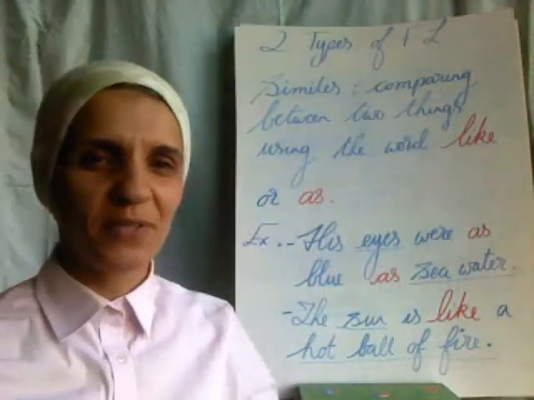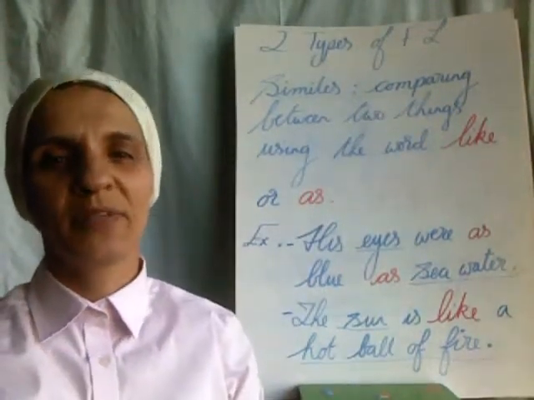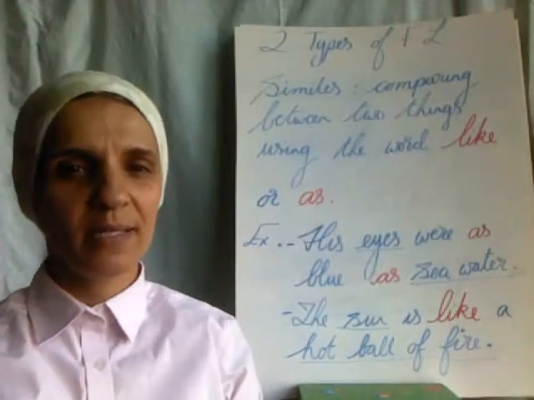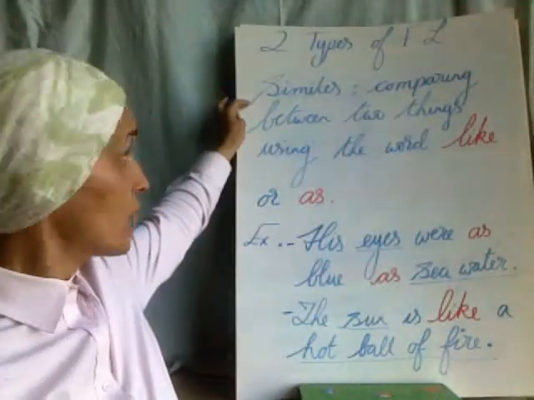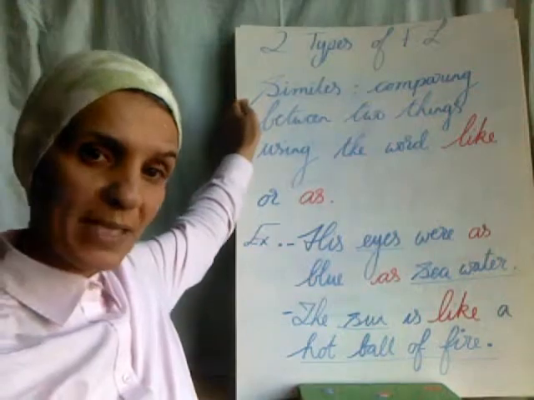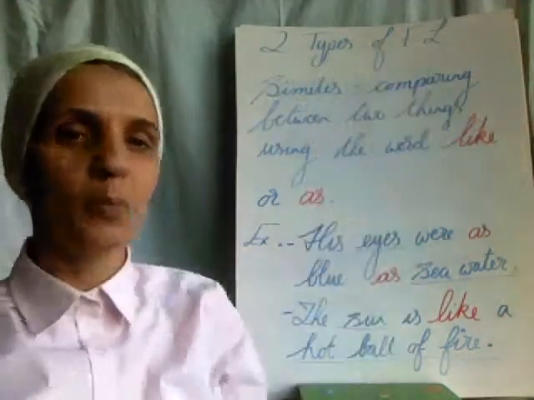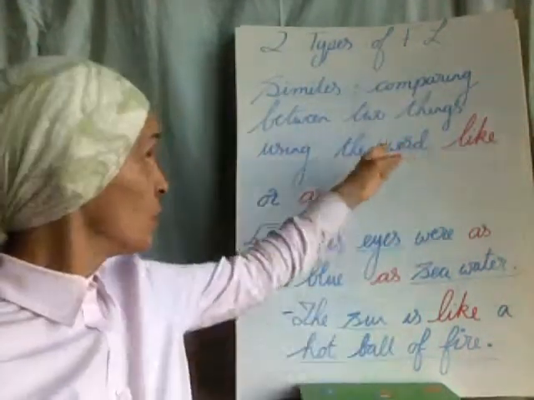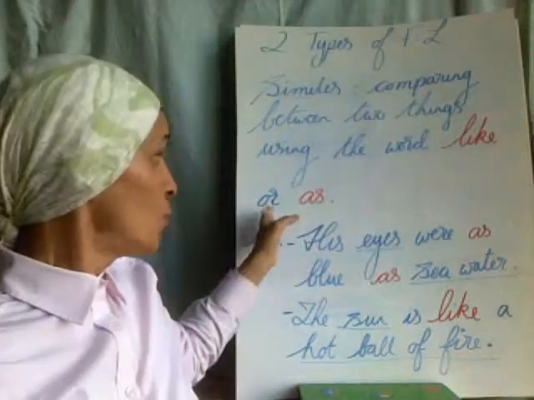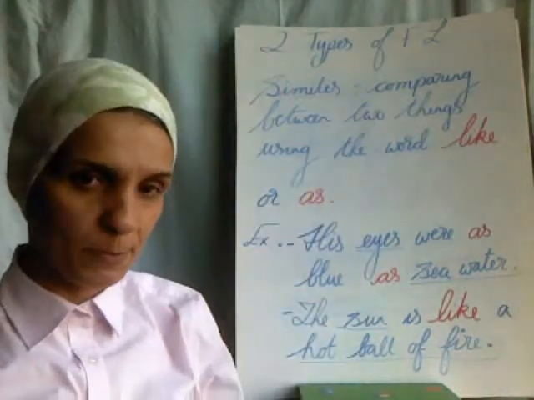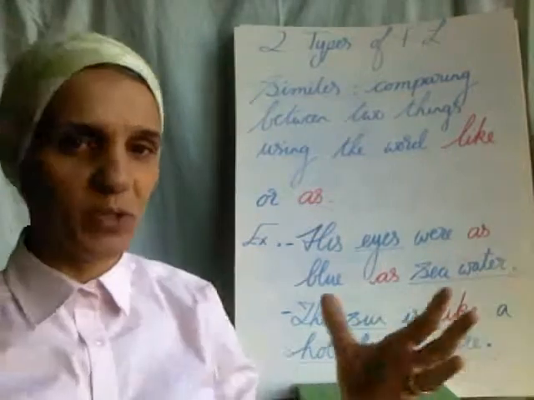There are two types of figurative language that we're going to cover this lesson. The first ones are called similes. Okay, and this is when I'm comparing between two things using the word like or as in my sentence. Okay, so I compare between two things.